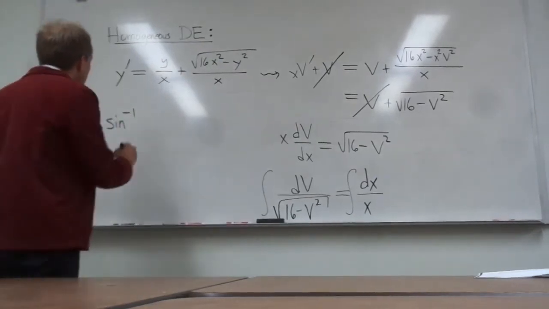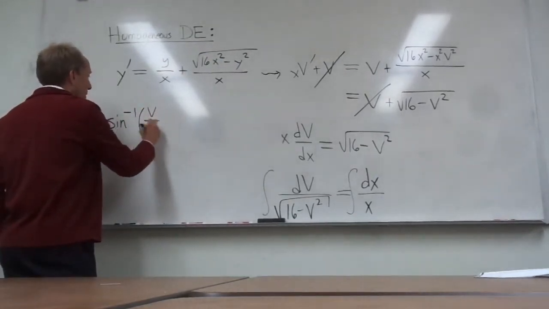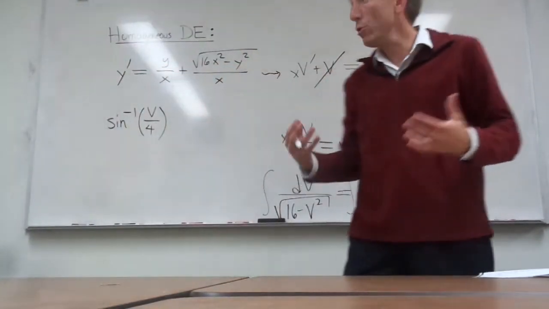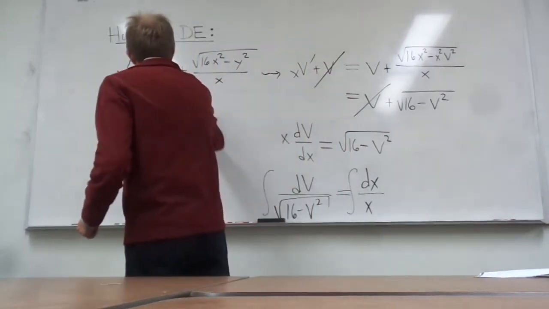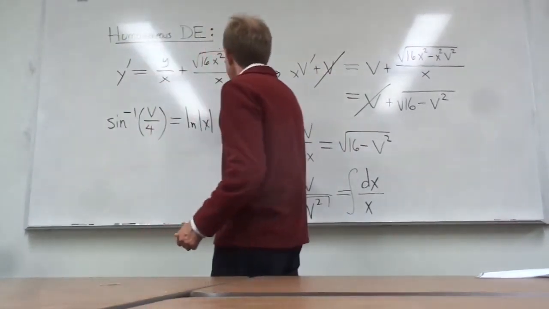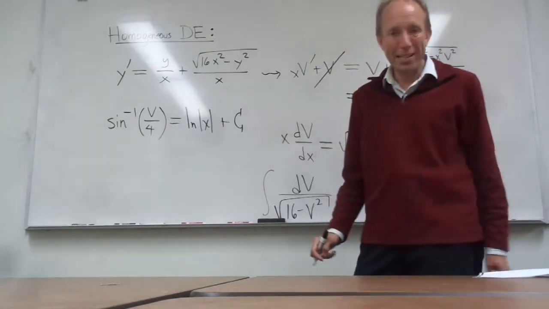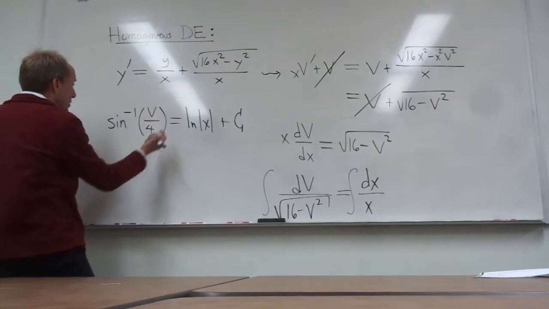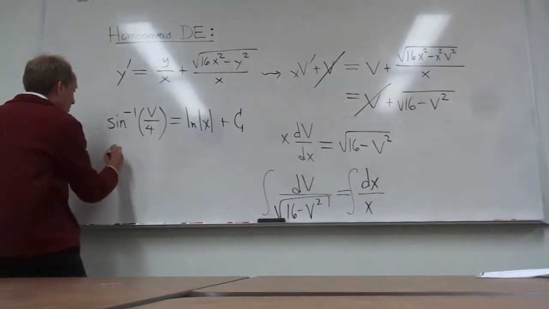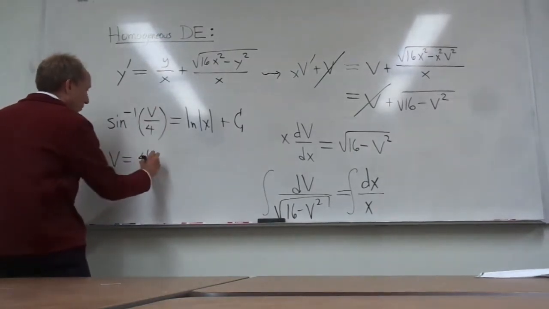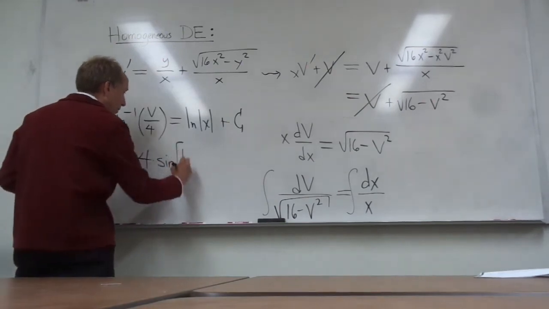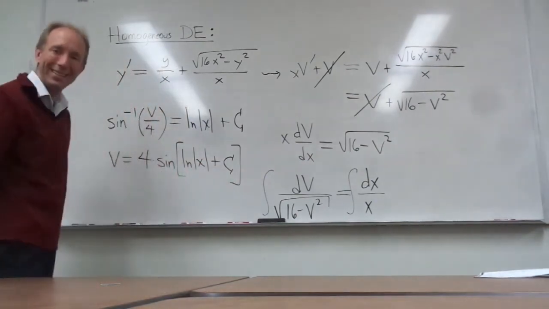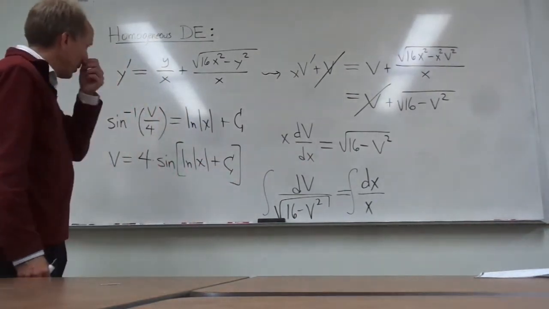It turns out it's an arc sine. And what it would be in this case, if you look it up in a table, it's the arc sine of the quantity v over 4. The right-hand side, of course, is the ln of the absolute value of x. And then we put our plus c there. Okay? And try to solve this for v. To do that, I'm going to take the sine of both sides, and then I'm going to multiply by 4. So it's going to be 4 times the sine of the ln of absolute value of x plus c. All right? That's what v is.